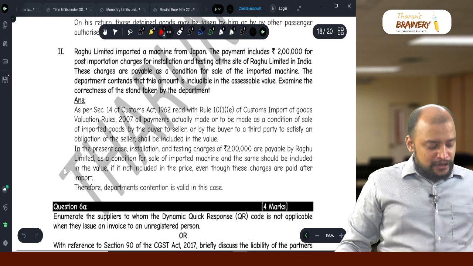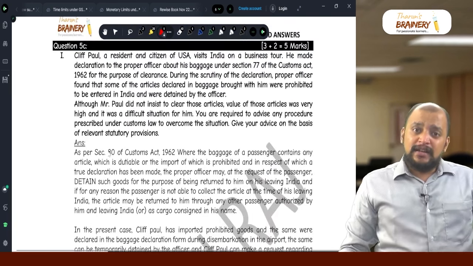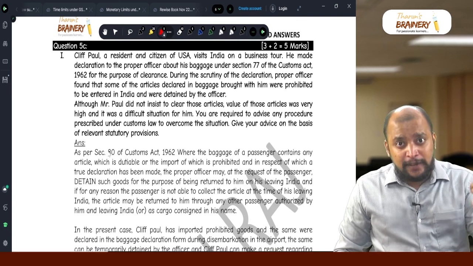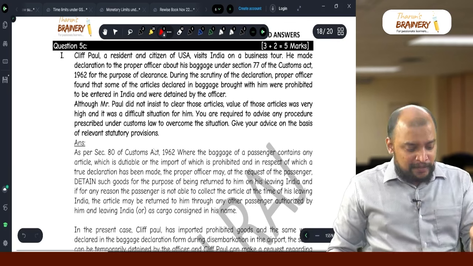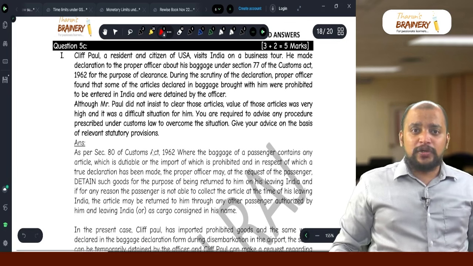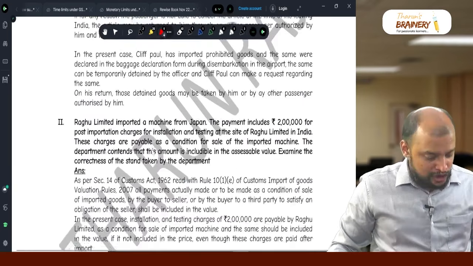Then question number 2. Actually this is out of surprise, because December 21 they gave a question on baggage. I thought again a baggage question will not come, and duty drawback would, but this attempt they gave a question again on baggage. Okay, maybe for next attempt November 22 there could be a question on duty drawback.